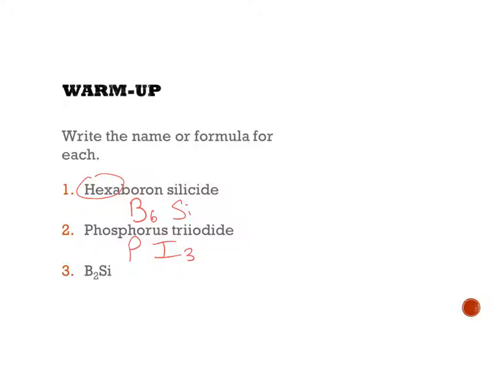And then number 3, B is boron. We have 2, so that's what? Di. And then Si, once again, is just like up top. It's going to be silicide. Okay? So just to kind of review what we looked at yesterday.